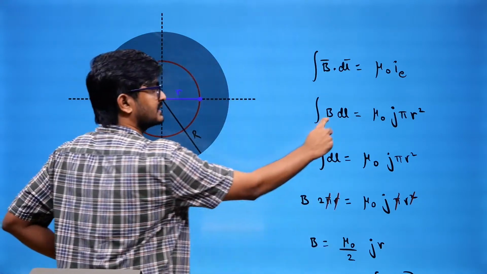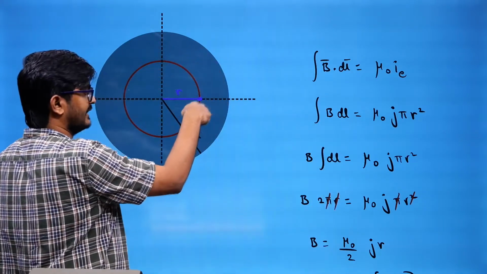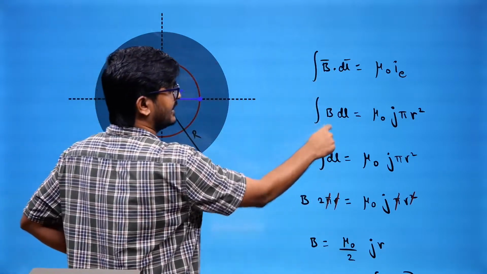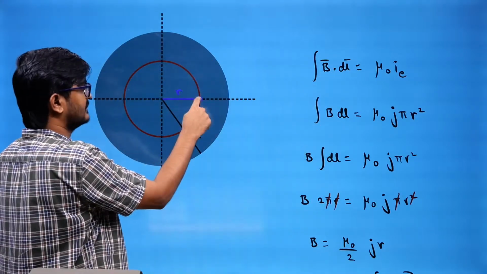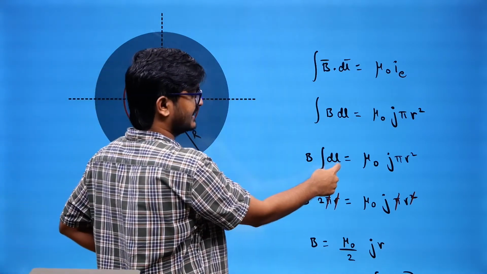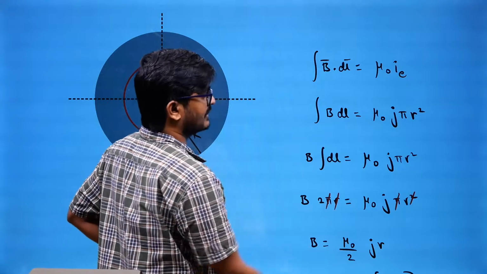So how did I get this one? By symmetry, I know the magnetic field has to exist only tangentially. So from here to here I am getting that. Now I can take B out of the integration, because by symmetry I can say the magnetic field magnitude has to be the same at every point. Now what is integral dl? Integral dl is 2 pi r.